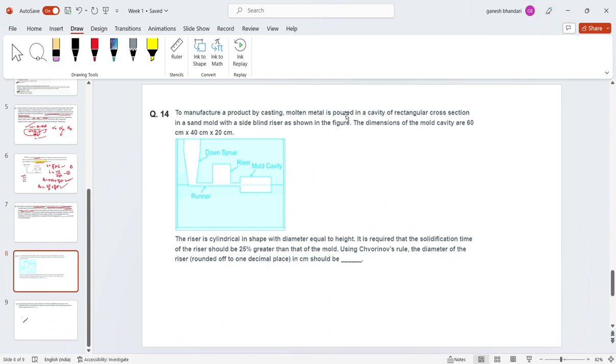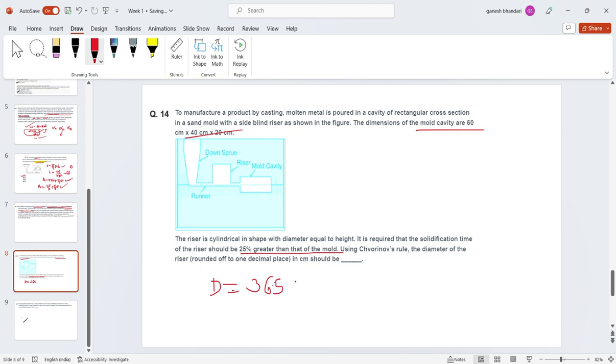Okay, so we just need to calculate the solidification time. The question was that the dimensions of the mold are given, and the riser time is higher than that of your mold. So you just need to find your solidification time again by the Chvorinov formula, and then equate one solidification time to 1.25 times another solidification time. From there you can find out the diameter. It is coming around 36.5 centimeters.